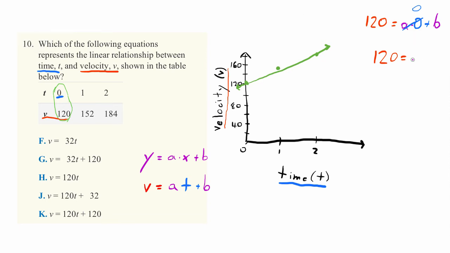b is exactly equal to 120. Now, all we have left to do is solve for the value of a. All right, so let's plug in a second point. Here we see that when v is equal to 152, then we still don't know what the value of a is here, so we're still trying to figure that out.